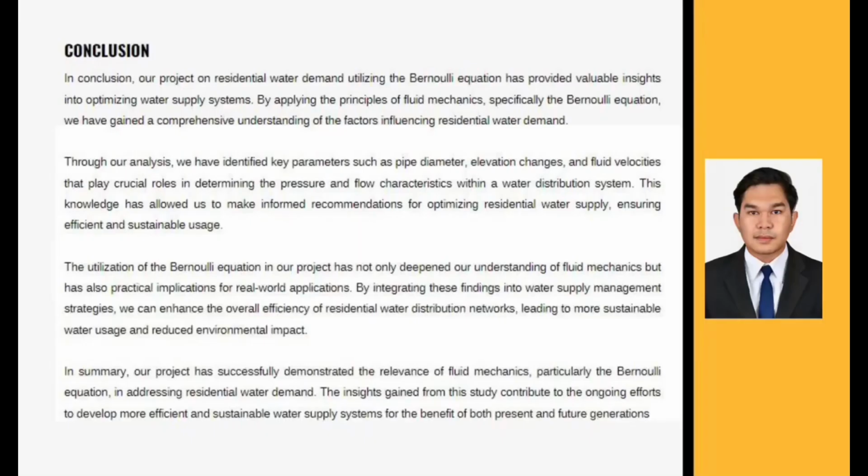Thank you. In conclusion, our project on residential water demand utilizing the Bernoulli equation has provided valuable insight into optimizing water supply systems. By applying the principles of fluid mechanics, specifically the Bernoulli equation, we have gained a comprehensive understanding of the factors influencing residential water demand. Second, throughout our analysis, we have identified key parameters such as pipe diameter, elevation change, and fluid velocity that play crucial roles in determining the pressure and flow characteristics within the water distribution system.